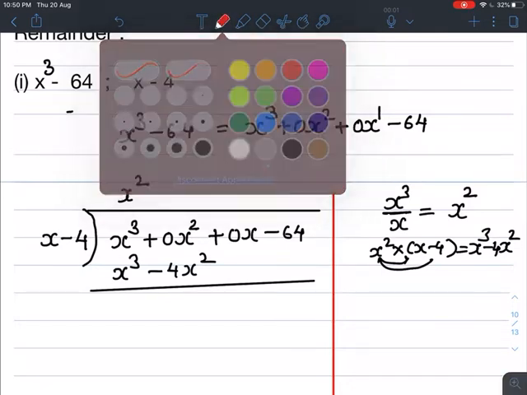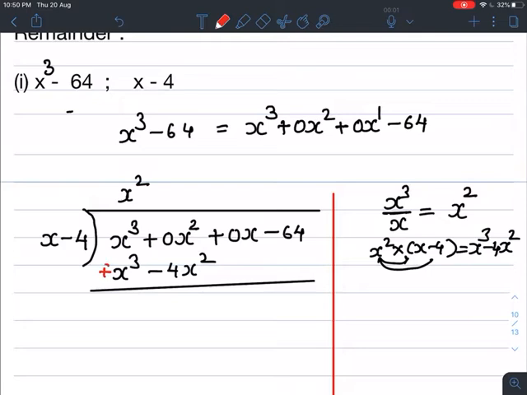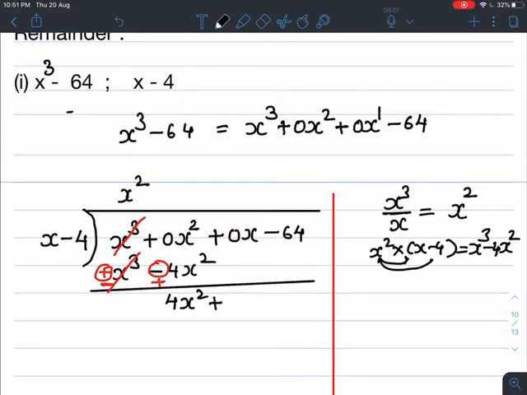If you observe this, here it is plus, after subtraction it will be minus; it is minus, after subtraction it will be plus. So you will find always the first term will cancel. First minus x cube plus x cube cancel. So now you can write here 0x square plus 4x square, the addition is 4x square. Now you can copy next terms as it is. So I can write plus 0x minus 64.